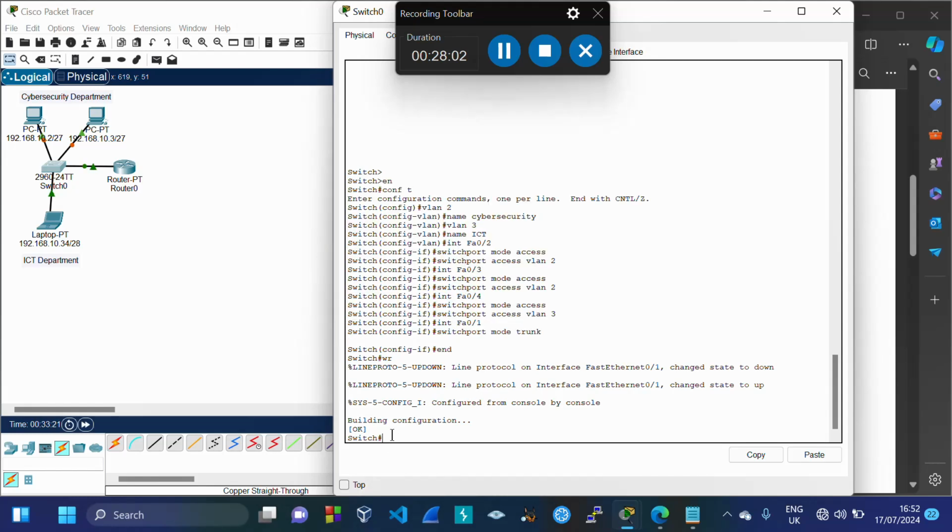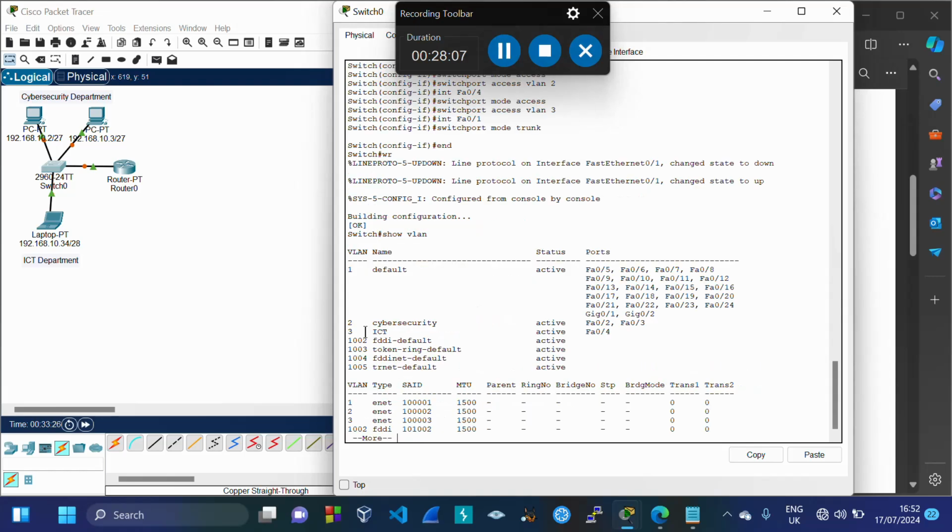Now if I say show VLAN to check the VLANs, you would see that VLAN 2 and 3 have been created. Then VLAN 2 is cyber security and 2 ports have been assigned to cyber security. As you can see, it's initializing. Then VLAN 3 is ICT and 1 port has been assigned, which is this. Then after that, we also created a trunk here.